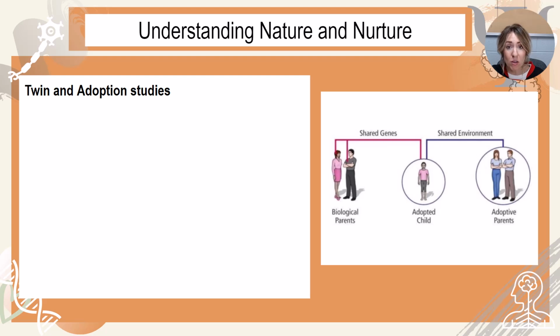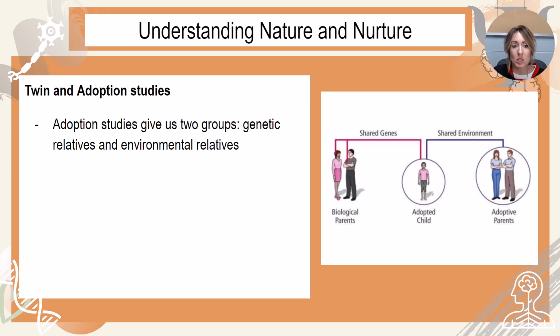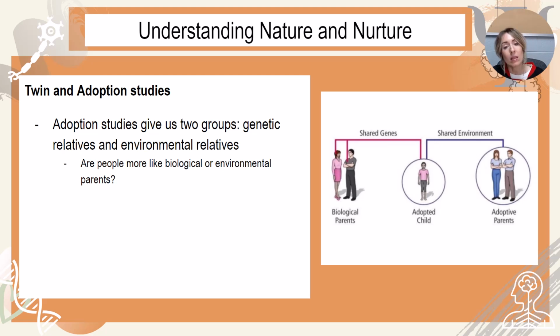Okay, we can also understand nature and nurture by looking at adoption studies. So when we look at adoption studies, basically what we have is that there's 2 groups, genetic relatives and environmental relatives. And we wonder, are people more like their biological or their environmental parents, right?